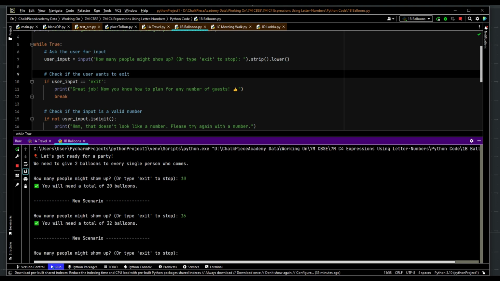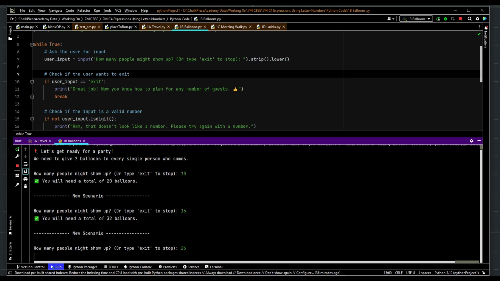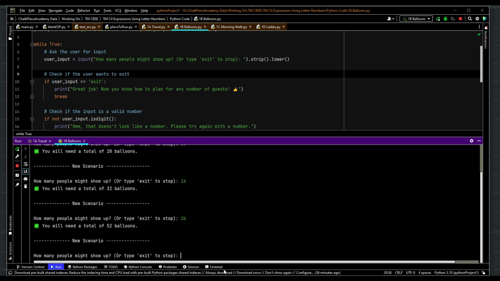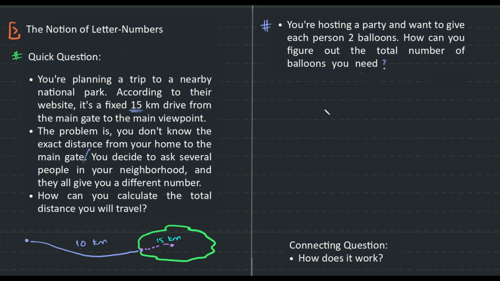Then I remember that my family also has invited around 10 more kids. So we have 26 kids now. So other than me, there are 10 more kids being invited by someone else from my family. So 26 into 2, that would be 52, right? 52 balloons.